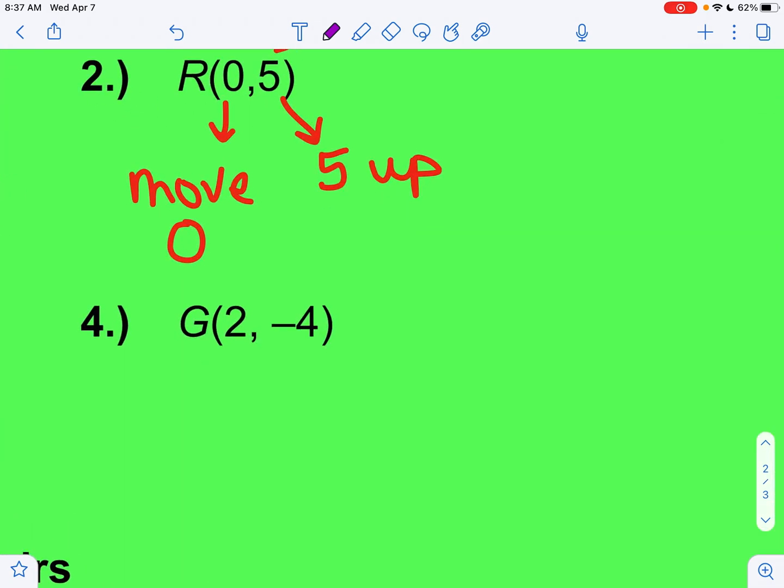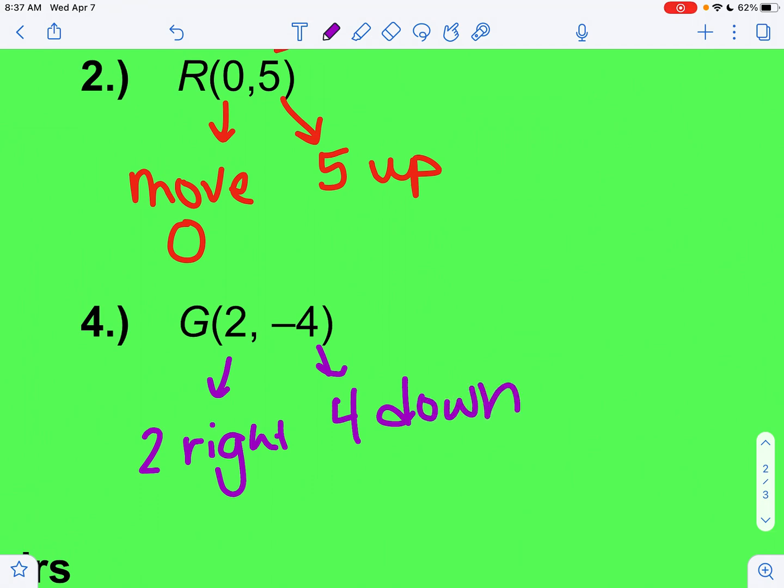Awesome, we have one more of these. This time we have 2, -4. So we are moving 2 to the right. And then -4, we are moving 4. Instead of going up, since it's negative, we are moving down.